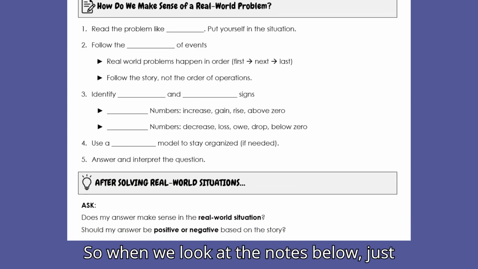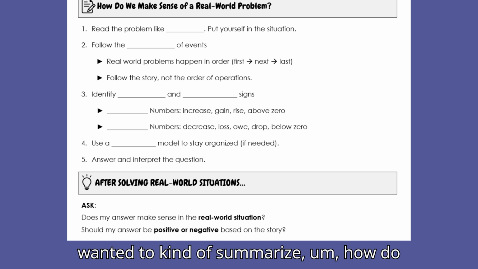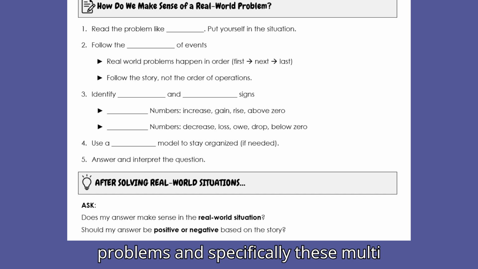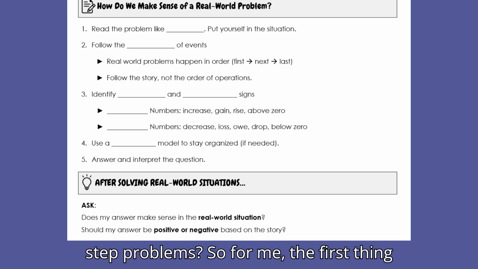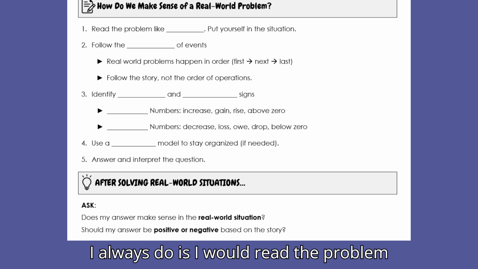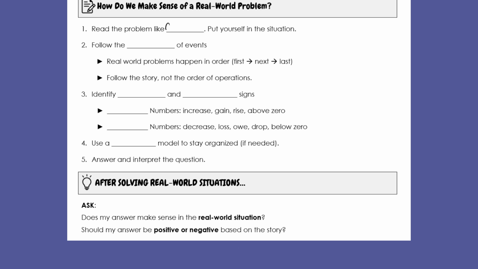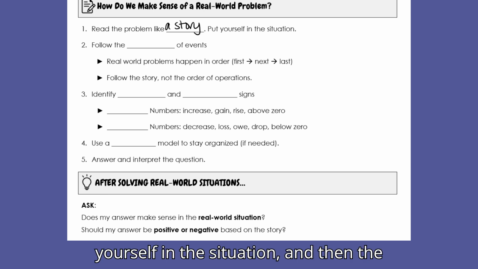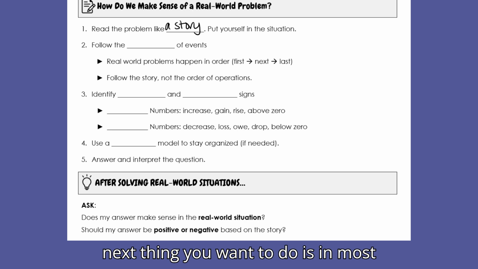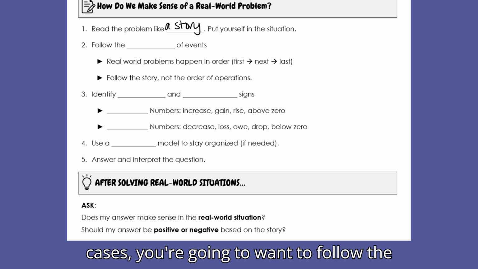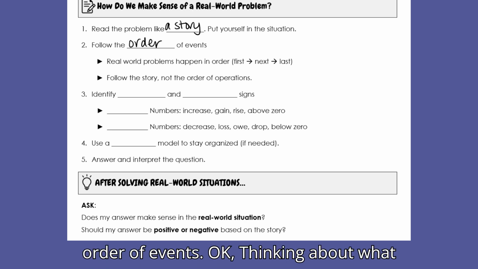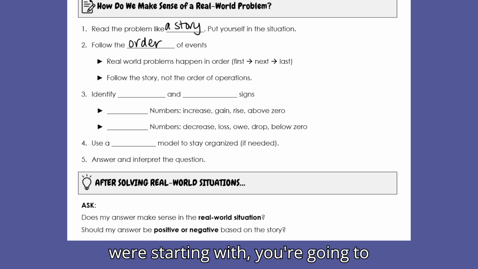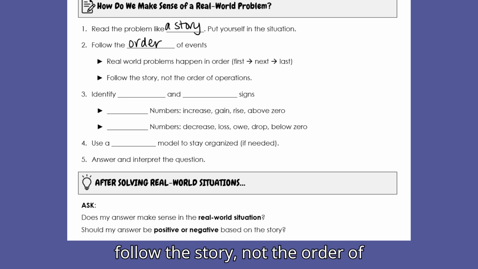So when we look at the notes below, I just want to summarize how we actually make sense of these real-world problems, specifically these multi-step problems. The first thing I always do is read the problem like a story. Put yourself in the situation. And then the next thing you want to do is, in most cases, follow the order of events. Think about what happens first, next, last, and what we were starting with. You're going to follow the story, not the order of operations.